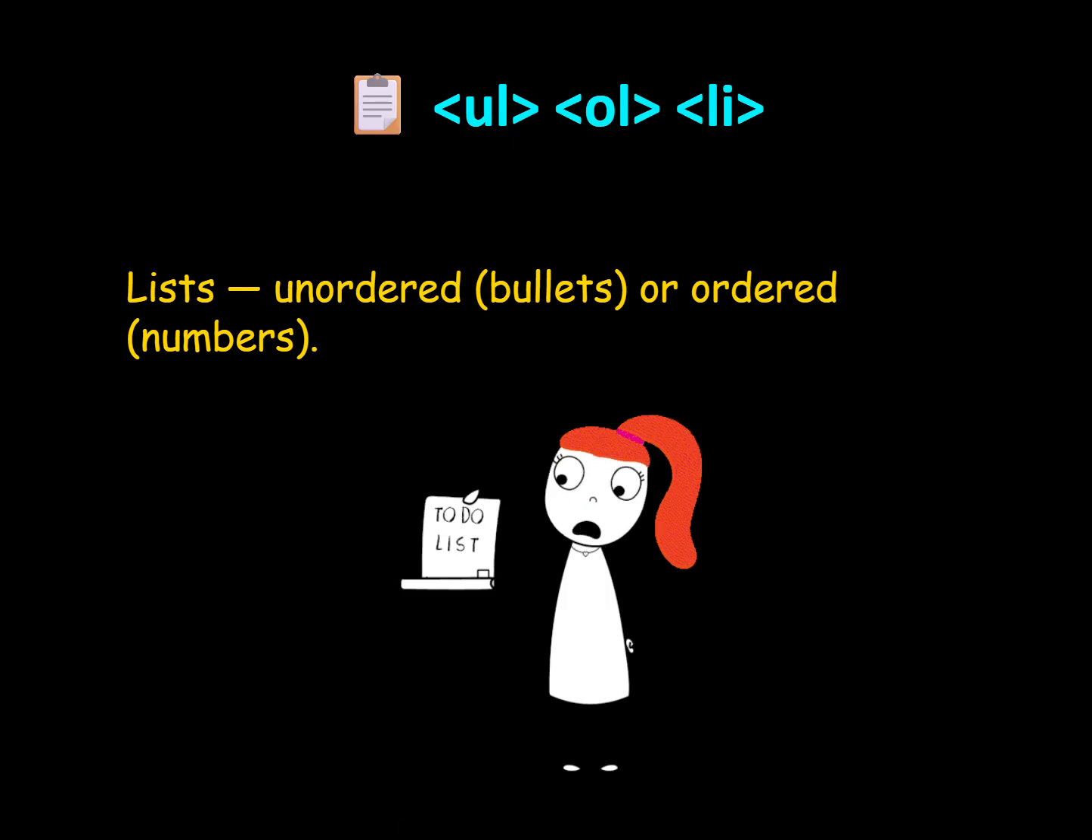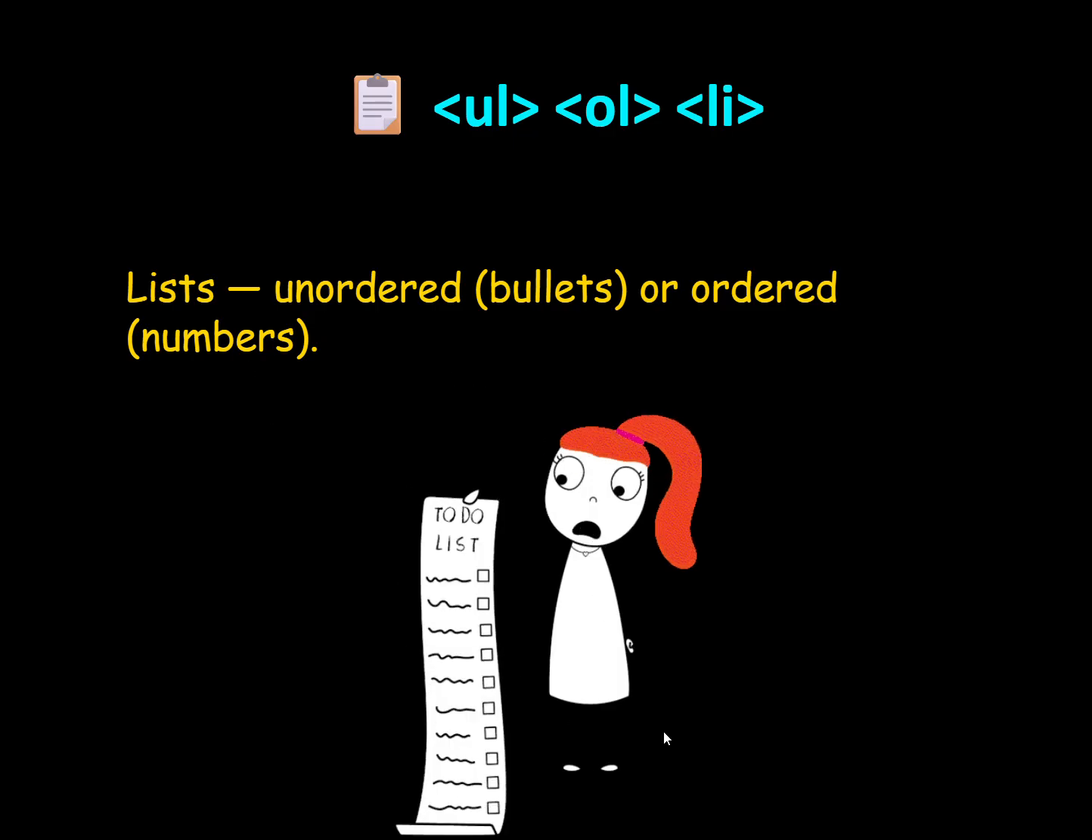Next, we have UL, OL, and LI. These are lists. LI are list items if you want to do lists, and UL are unordered lists, so they're like bullet lists. And OL are ordered lists, with numbers, so 1 this, 2 this, etc.